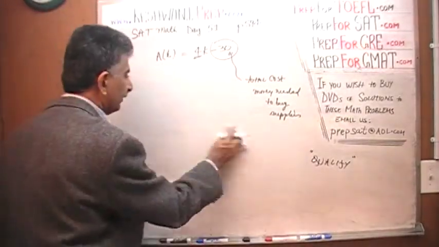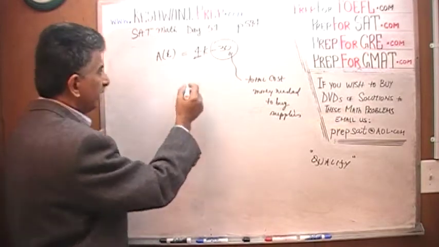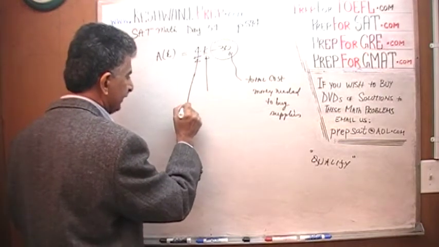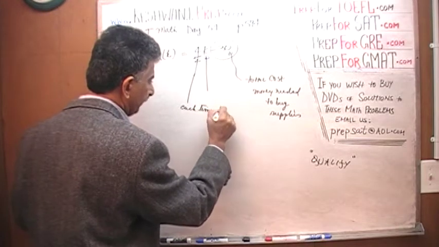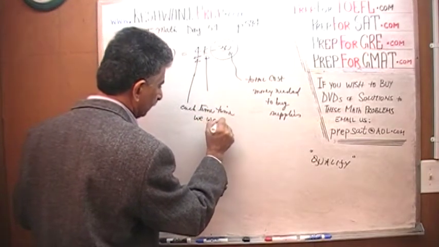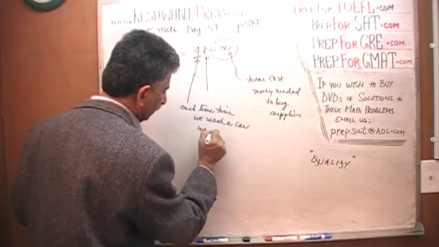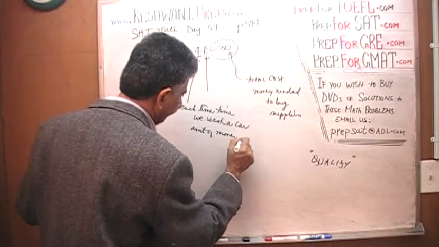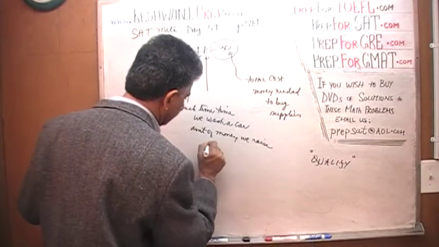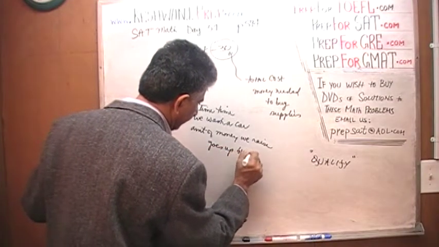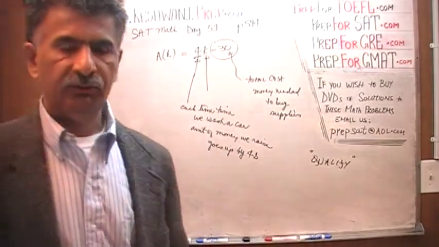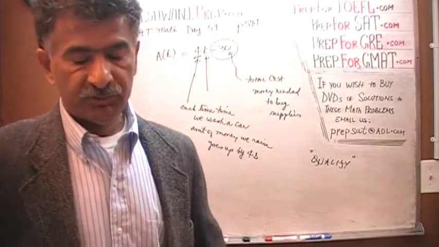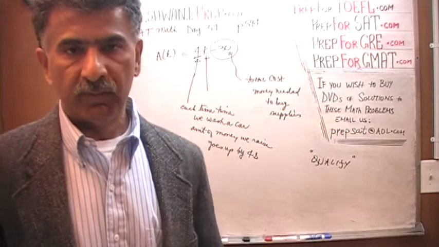What does this represent? This 4 tells us that, you see, this is the k, number of cars. So this 4 tells us that each time we wash a car, the amount of money we raise goes up by $4. In other words, they're charging $4 to wash the car. That's what this says. It says these kids are charging $4 to wash a car, which is normal, obviously. $4, $5, something like that.